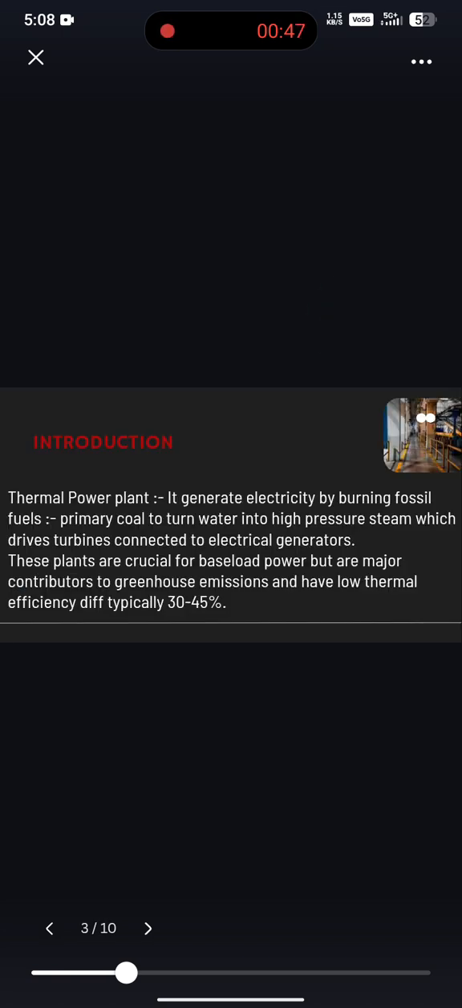So, first of all, we have to see the introduction of thermal power plant. It generates electricity by burning fossil fuels, primarily coal, to turn water into high pressure steam which drives a turbine connected to electrical generators. These plants are crucial for baseload power but are major contributors to greenhouse emissions and have low thermal efficiency, typically 30 to 45%.